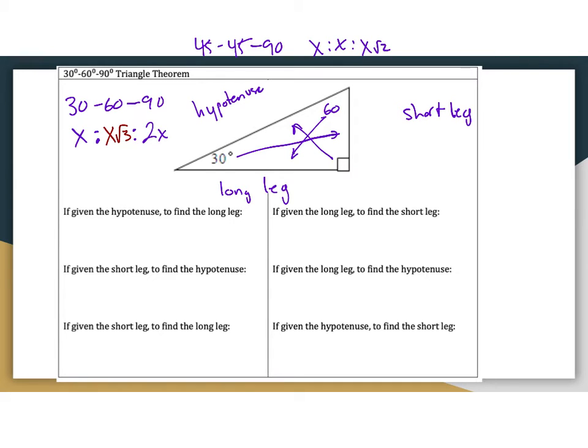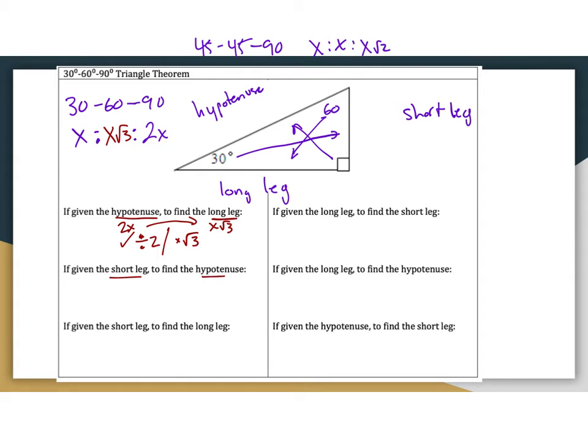So let's look at some of these scenarios. You're given the hypotenuse, the longest side, and you have to figure out the long leg. So you have 2x, and you want to figure out x square root of 3. How would I get from 2x to x square root of 3? Well, I would divide by 2, and then I would multiply by square root of 3.